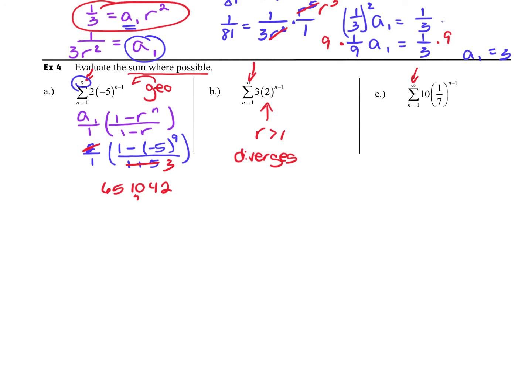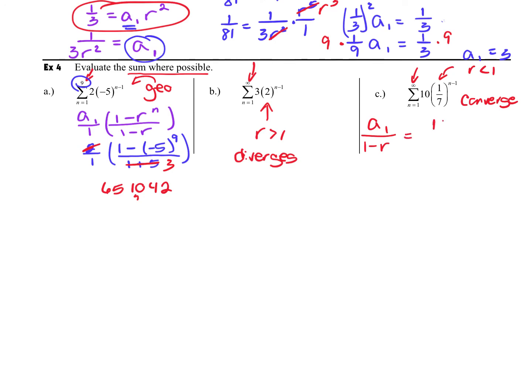Now, on the next one, when I want to find this infinite sum, my r value is in fact less than 1, so I can find that sum. This one is going to converge, so we can find the infinite sum. And the formula is really, really simple. It's just your a sub 1 over 1 minus your r value. Now, I made this one have some fractions, so it's a little bit more work for us.